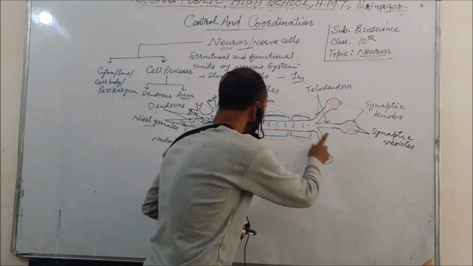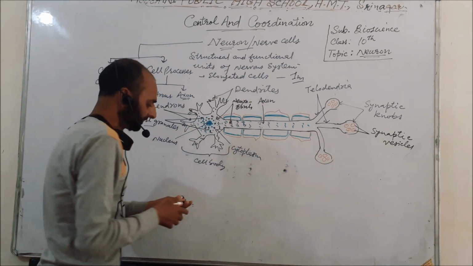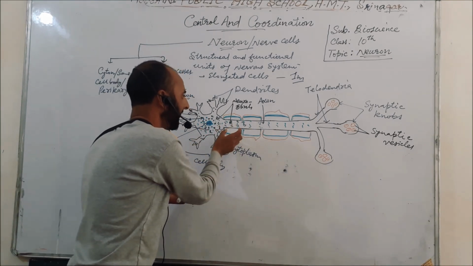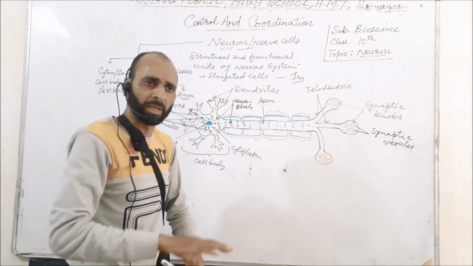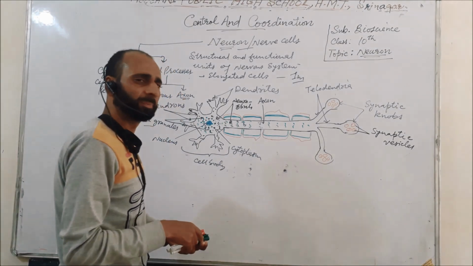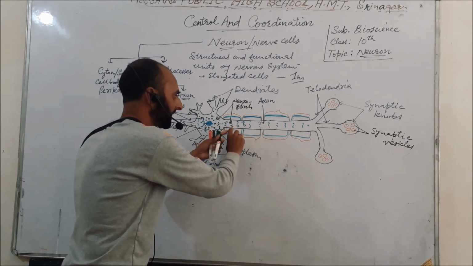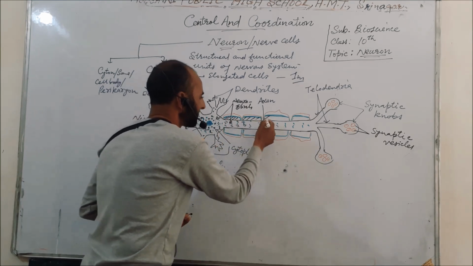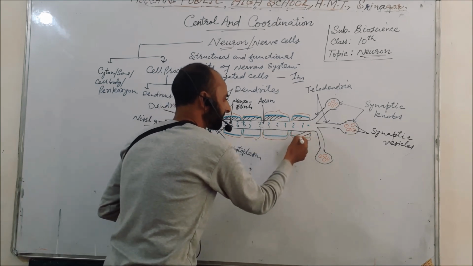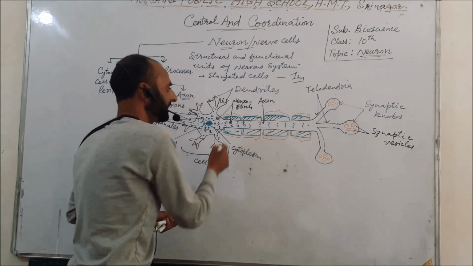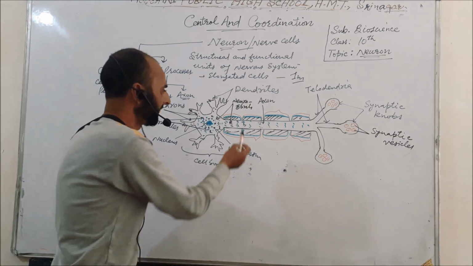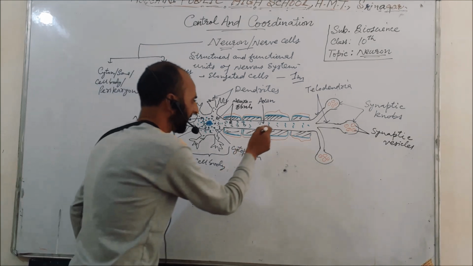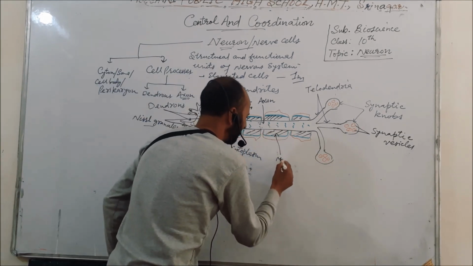Now this axon may or may not be covered by a sheath of fatty phospholipids. This axon may be covered by a layer made up of phospholipids, which is called the myelin sheath. This is called the myelin sheath.